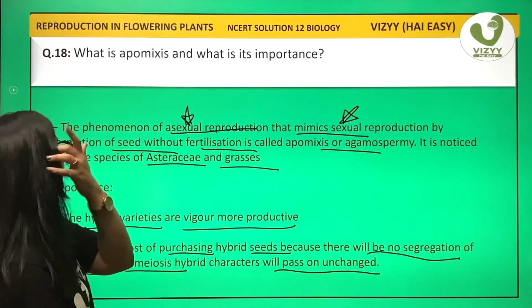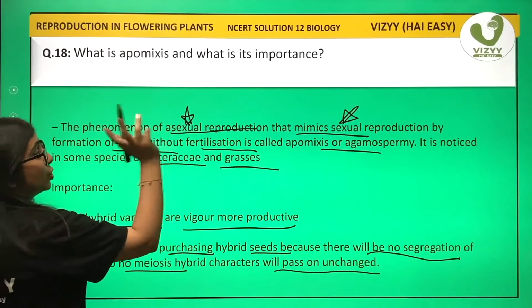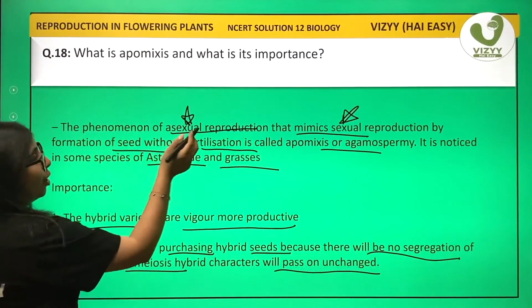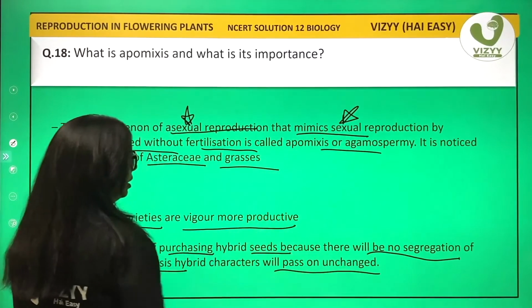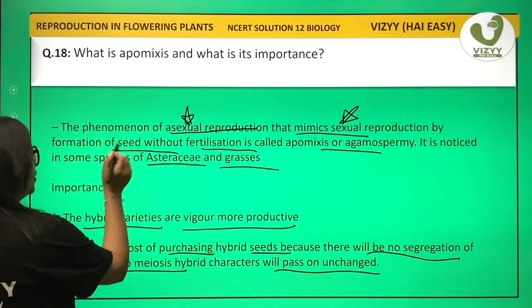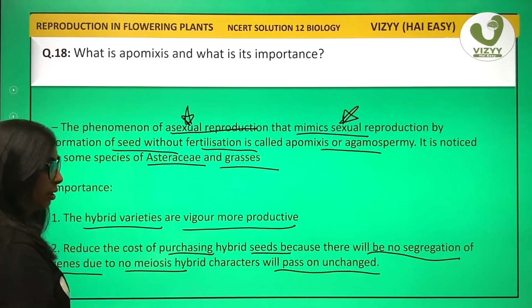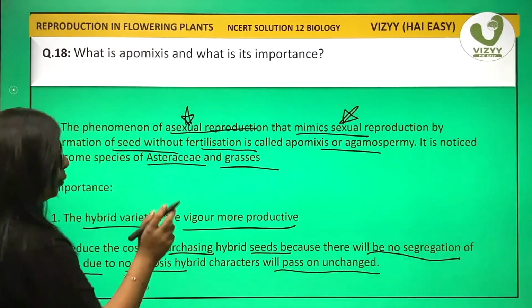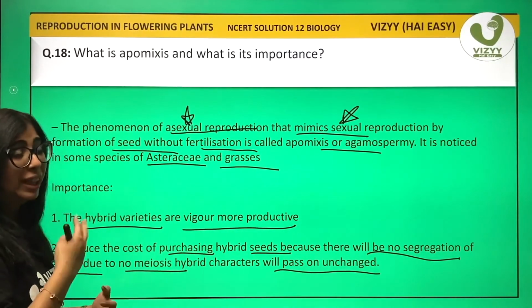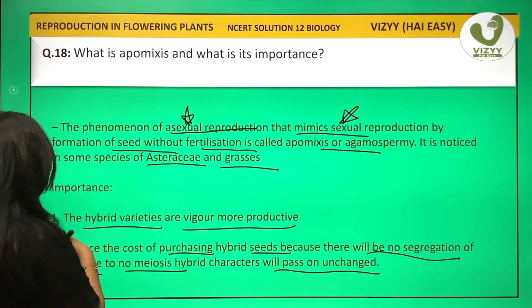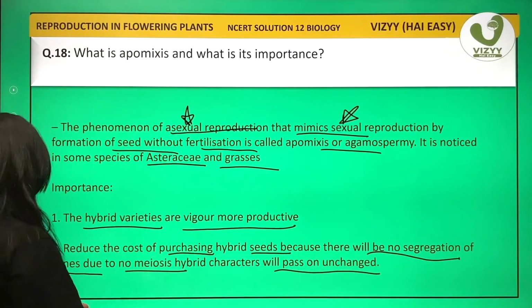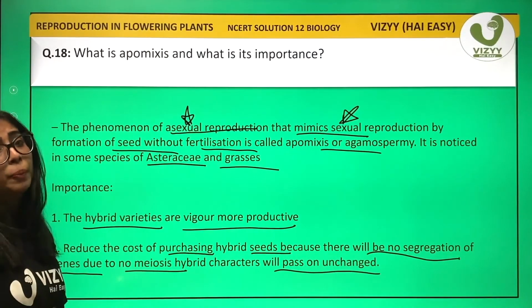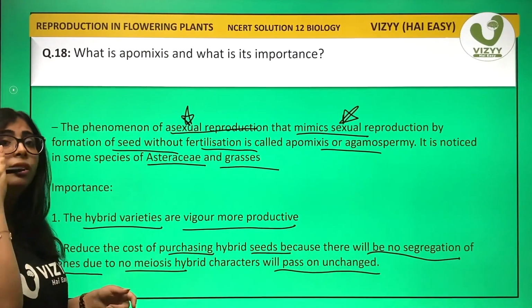Okay, students, what you're supposed to remember is two things. It is a phenomenon of asexual reproduction that mimics sexual reproduction, and formation of seed without fertilization. That is very important. Why is it important? So the economic usage is, it forms hybrids, and the cost to purchase hybrid seeds will reduce.